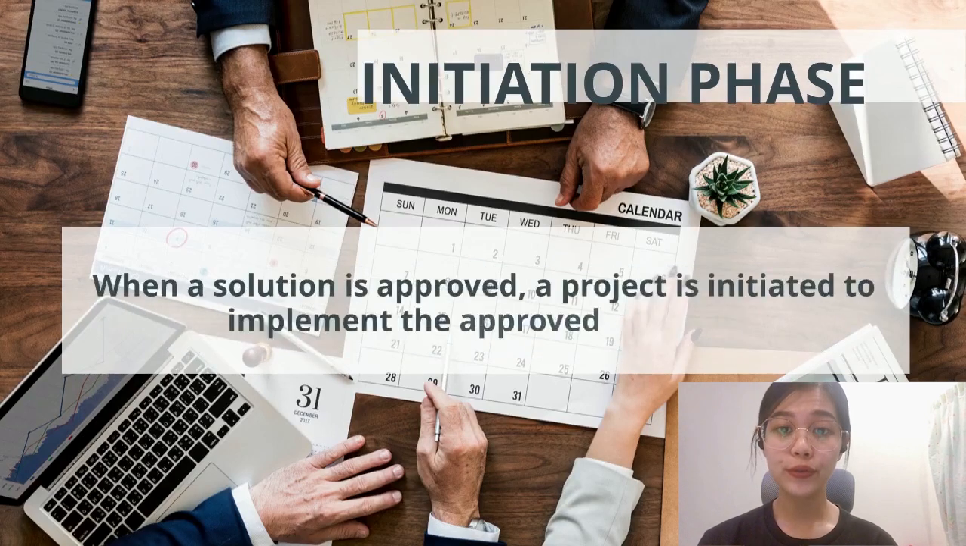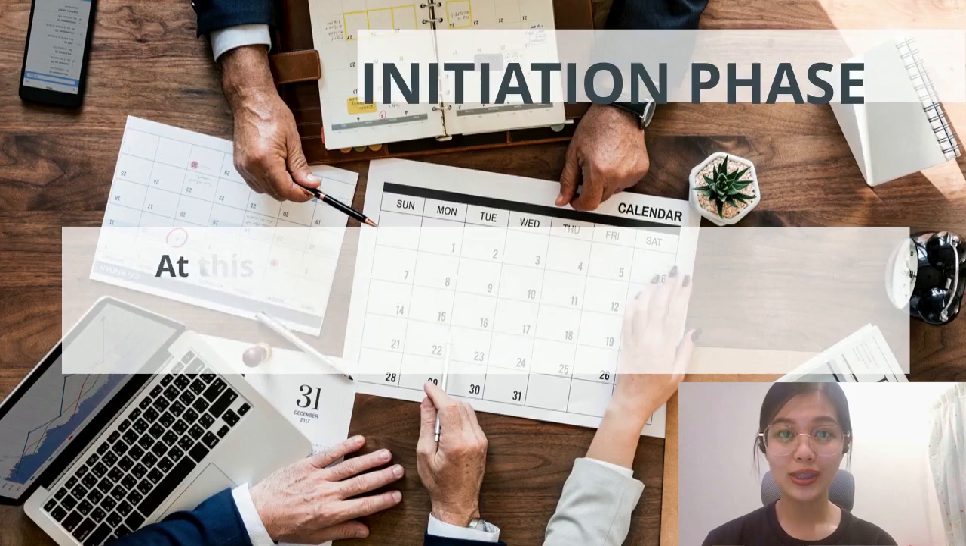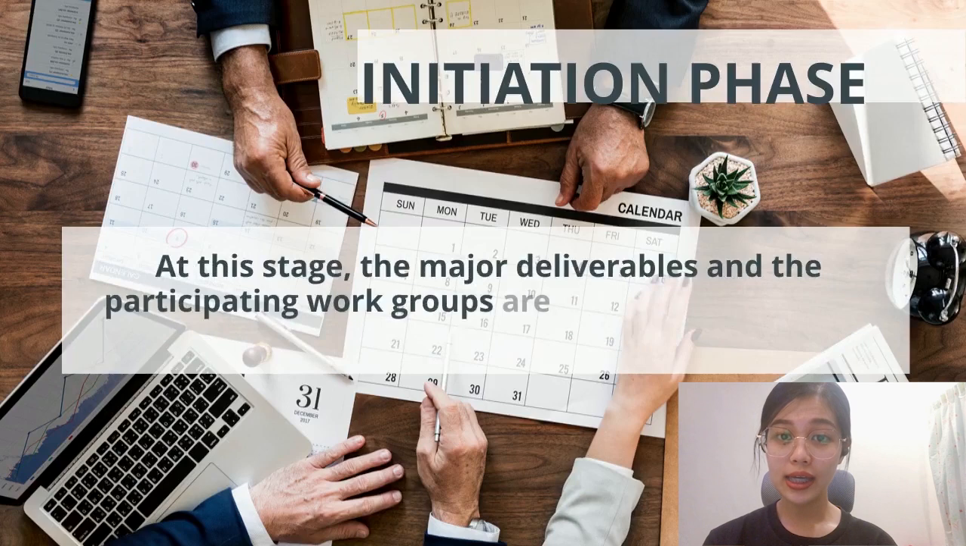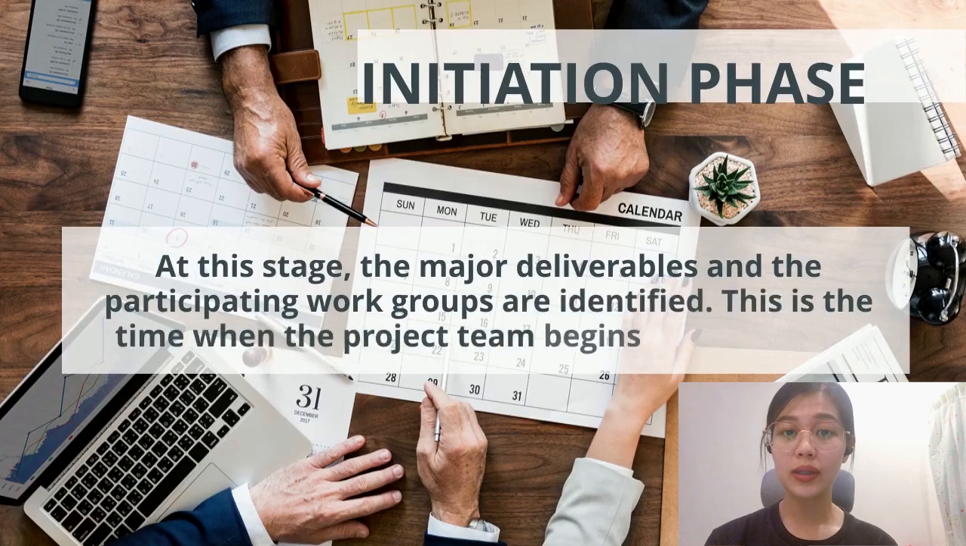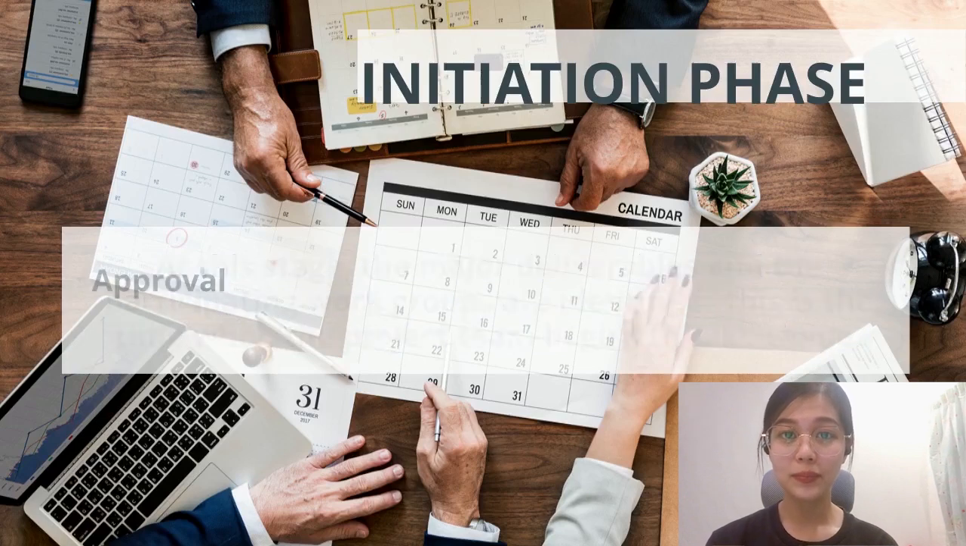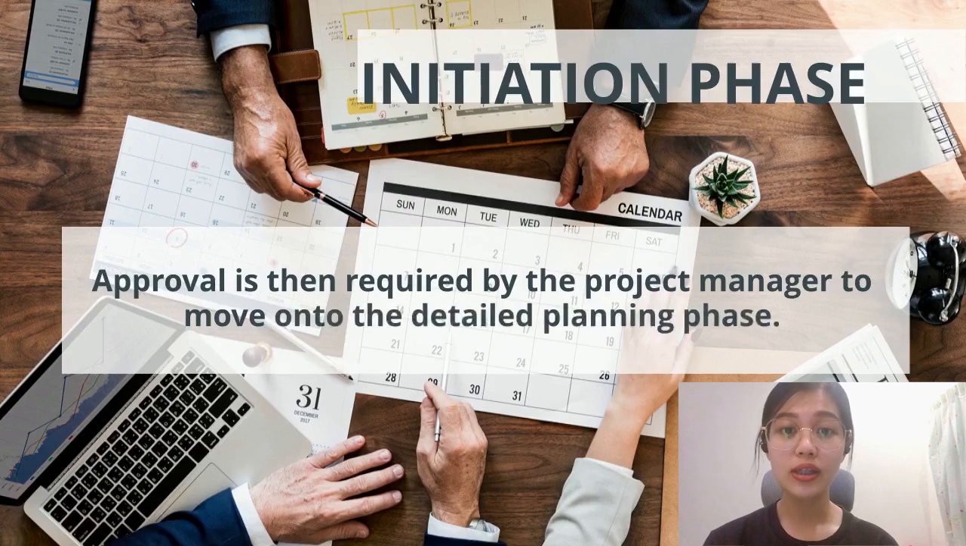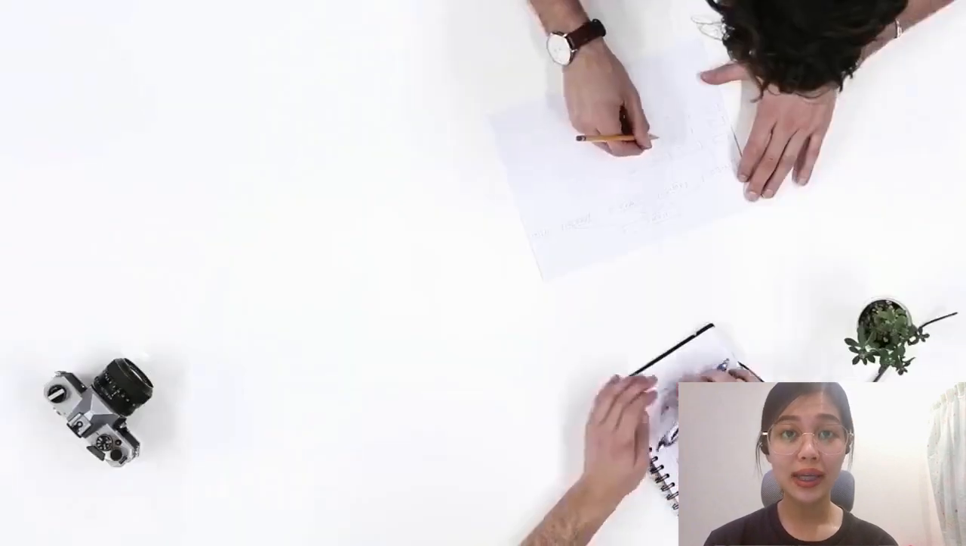When a solution is approved, a project is initiated to implement the approved solution. At this stage, the major deliverables and the participating work groups are identified. This is the time when the project team begins to take shape. Approval is then required by the project manager to move on to the detailed planning phase.